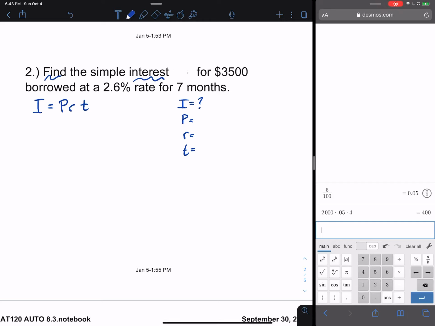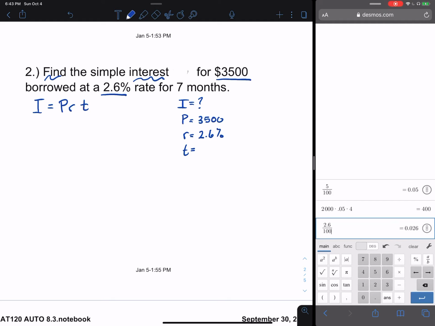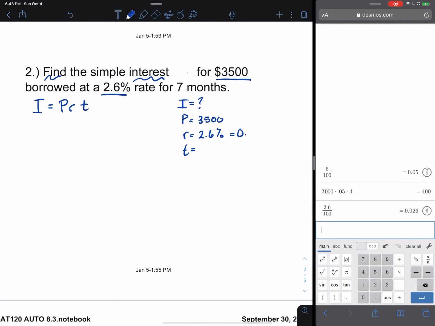For $3,500, so that's the principal because it's how much I borrowed, at a 2.6% rate. So the rate is 2.6%, or if I turn that into a decimal, 0.026 for 7 months. So they give me the time, but they give it to me in the wrong units. It's in months, and I need it to be in years. So I'm going to use dimensional analysis like we learned back in Unit 1.